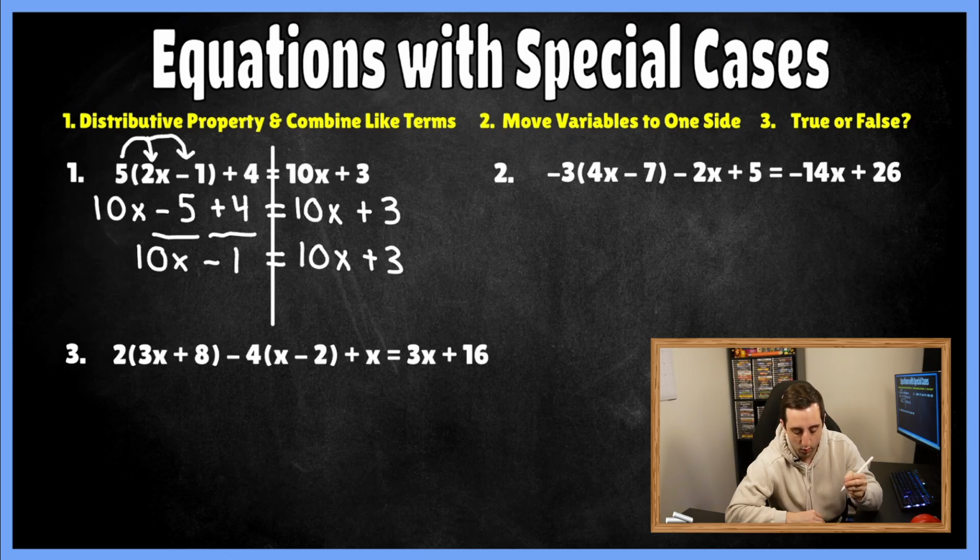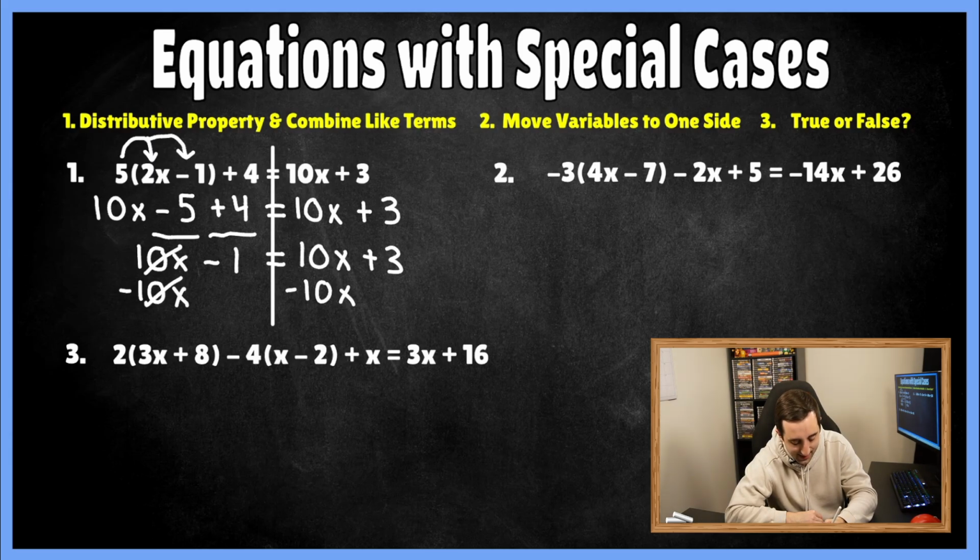On to step 2, we want to move our variables to one side. So we have 10x on the left side of our line, but we also have another variable on the other side, which is 10x as well. So let's go ahead and move the left one over to the right side. How do I get rid of 10x and make it go to 0? Well, let's subtract 10x here. And then we have to make sure that we mimic that on the other side of the line as well, and we're going to subtract 10x. So 10x minus 10x is 0, so those are going to cancel. 10x minus 10x is also 0, which cancels those out.